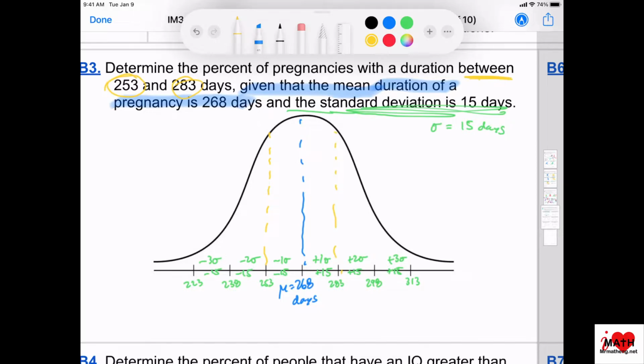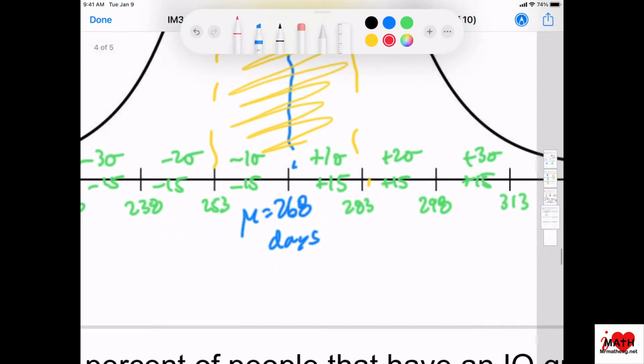and it wants the between. So basically all of this. Okay, now if you look at this problem, 253 and 283 are how many standard deviations away from the center? Now, the common mistake is to say 2. We would not say 2 because you might think 1, 2. That's wrong. We would actually say it's only 1 standard deviation away, positive or negative.